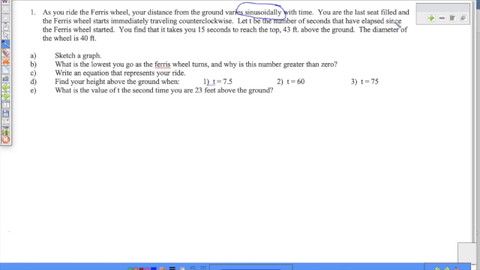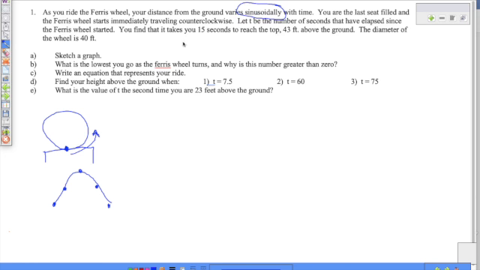You are the last seat filled and the Ferris wheel starts immediately traveling counterclockwise. So I was the last one on and it started traveling counterclockwise, a little bit different than the scenario I had just described. This is more of I started at the bottom, then got to the middle, then got to the top, then went back down to the middle, and back down to the bottom. This looks like a negative cosine to me, but I just read a sentence.